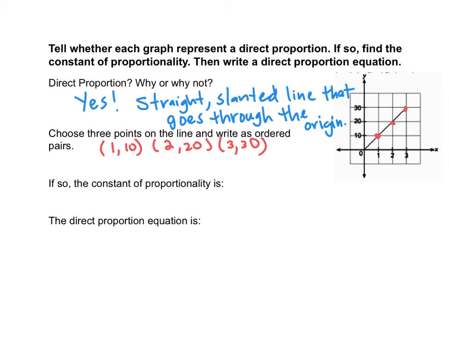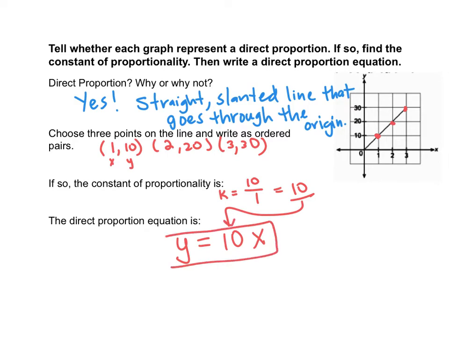So if so, the constant of proportionality is, let's determine. So if this is x and this is y, and we know that it's proportional, we can just take one of them, right? And so our constant of proportionality is 10, and you just plop that into the equation, right? You just plop it, boop, in there. And your direct proportion equation is y equals 10x.